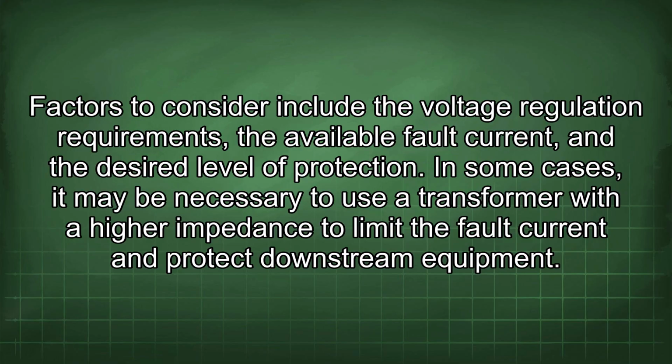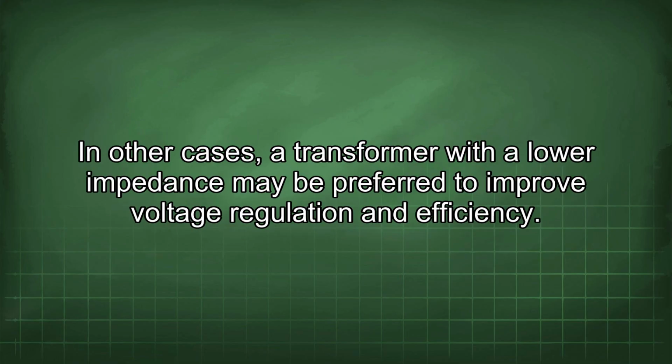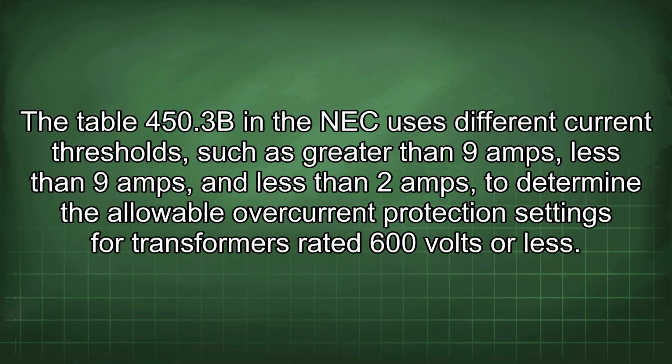In some cases, it may be necessary to use a transformer with a higher impedance to limit the fault current and protect downstream equipment. In other cases, a transformer with a lower impedance may be preferred to improve voltage regulation and efficiency. Table 450.3(B) in the NEC uses different current thresholds, such as greater than 9 amps, less than 9 amps, and less than 2 amps, to determine the allowable overcurrent protection settings for transformers rated 600 volts or less.